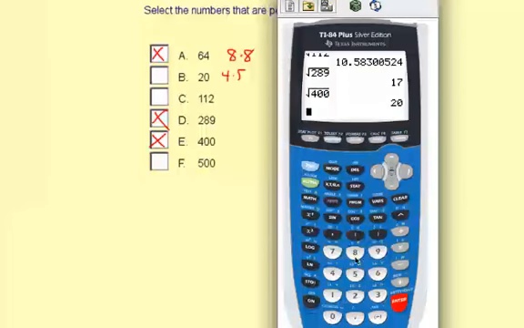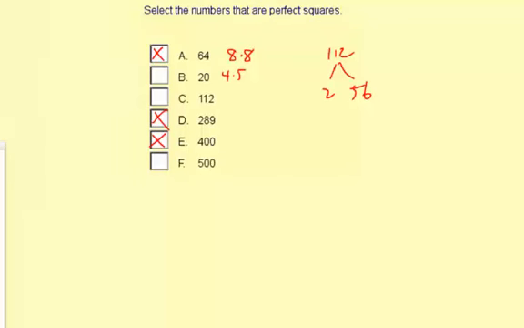Okay, now let's try 500. Square root of 500. 22.36 and so on. The square root of 500 is an irrational number. It has a non-repeating decimal that goes on forever. So 500 is not a perfect square. So here you can see the perfect squares are 64, 289, and 400.